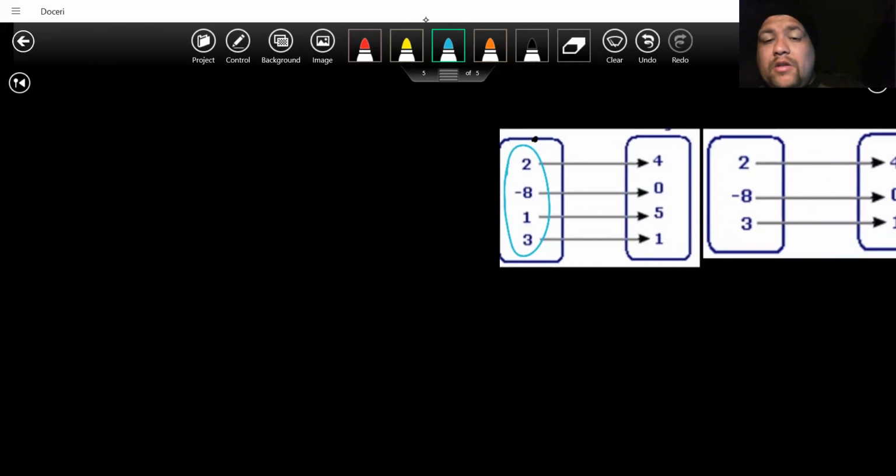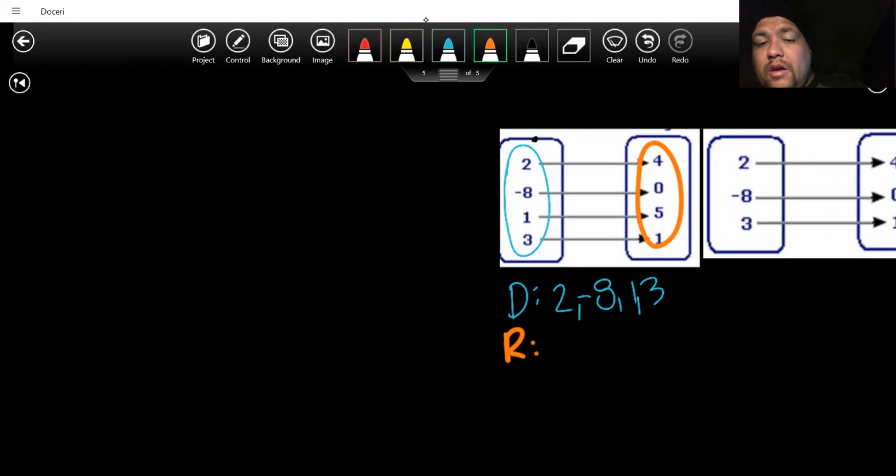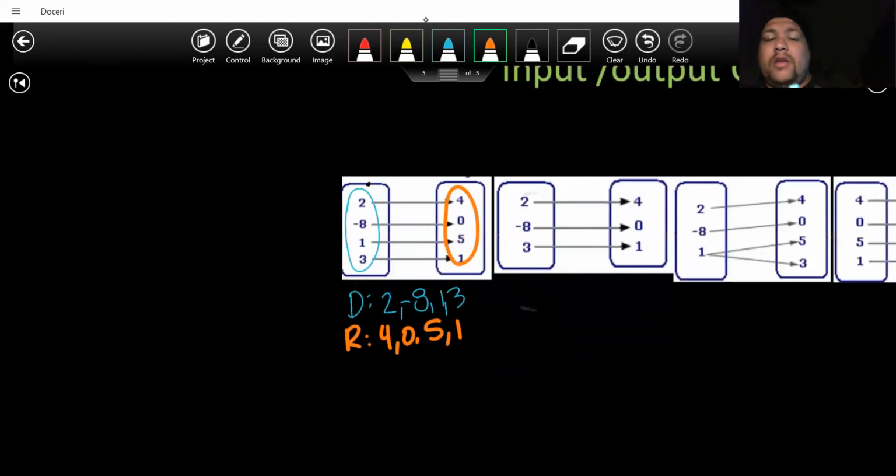In this case, our domain is going to be represented by 2, -8, 1, and 3. Our range output is by our y value. So our range is going to be 4, 0, 5, 1. Put commas right next to them. Okay. Done with that one.